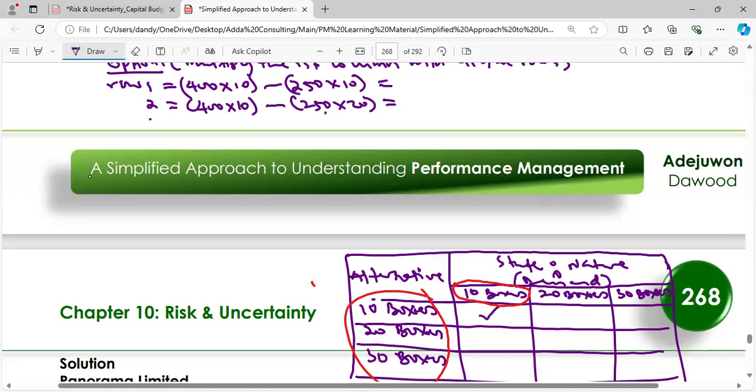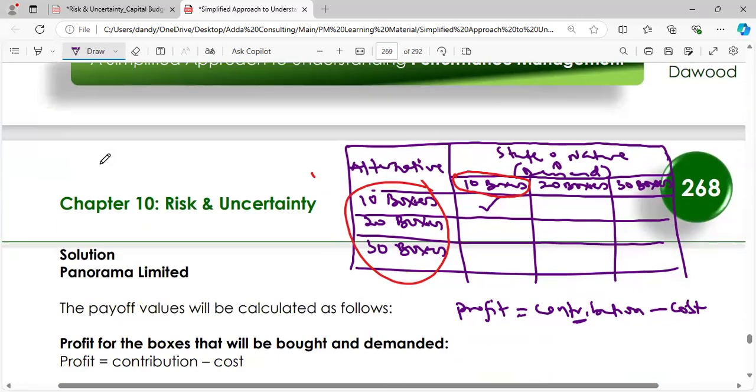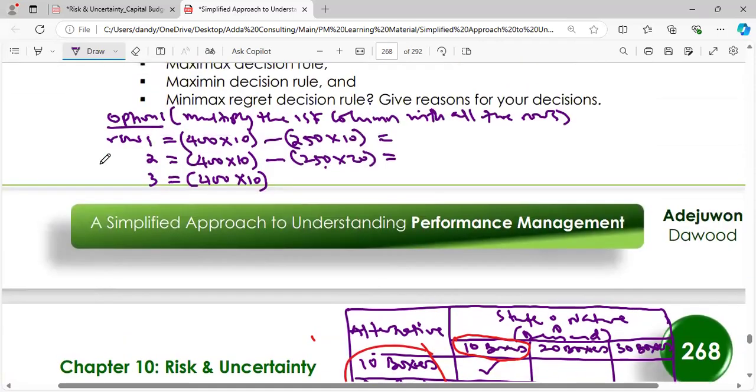The third row is 400 multiplied by 10. You can see in the column, I did not talk about the 20 boxes and 30 boxes under the state of nature. I focus on the 10 first because you have to multiply the first column with all the rows, and that's what we are doing. Therefore, minus 250 multiplied by 30 boxes. So I will get the answer.